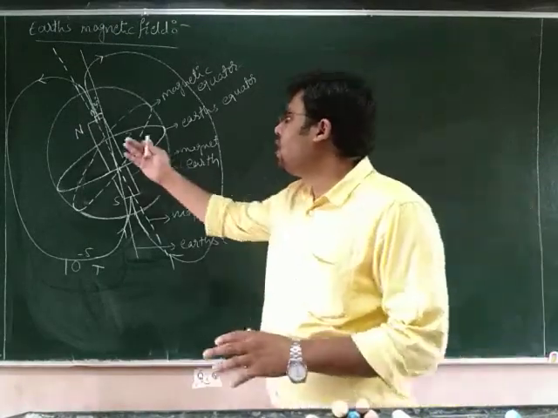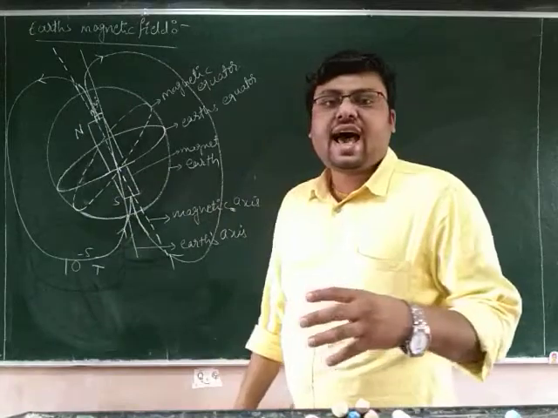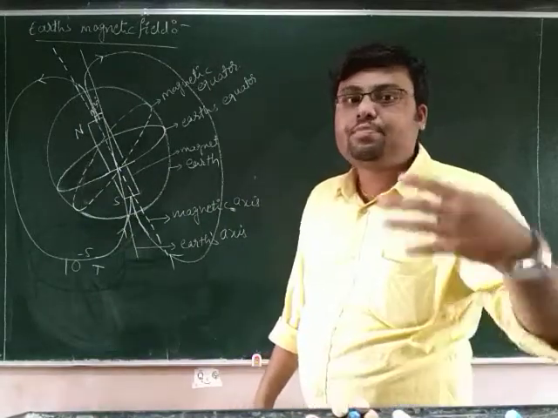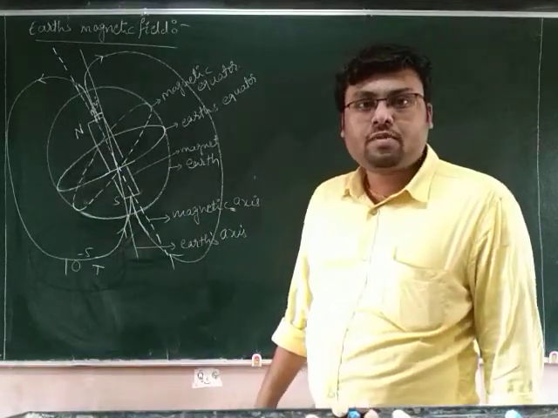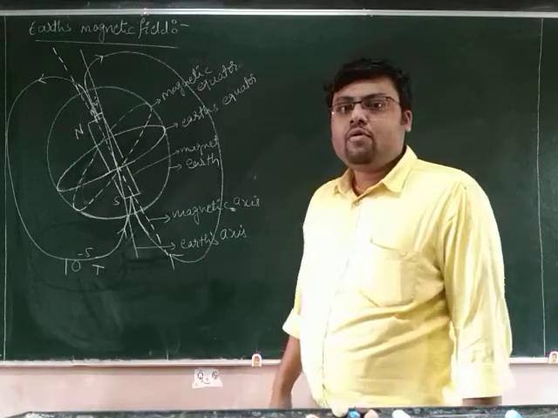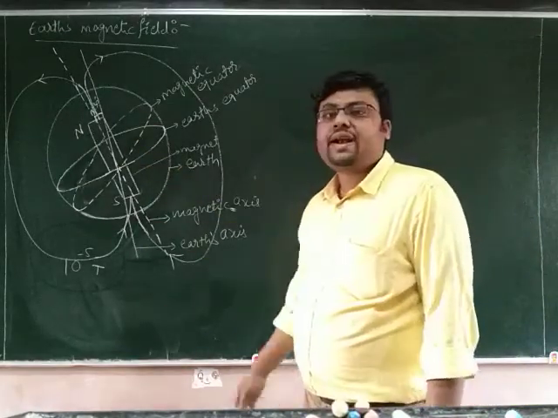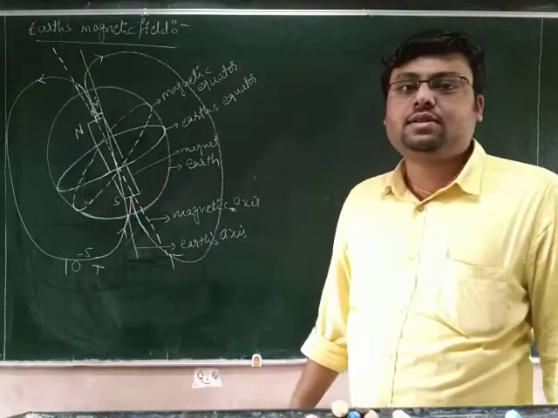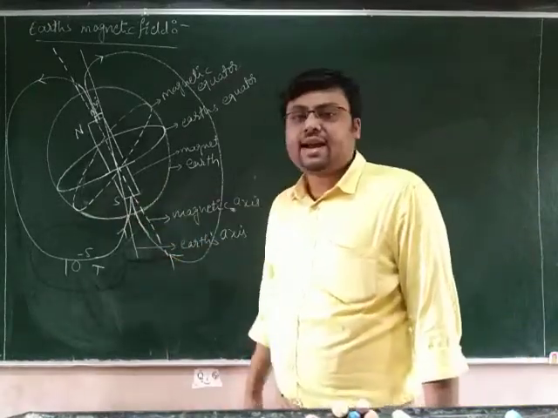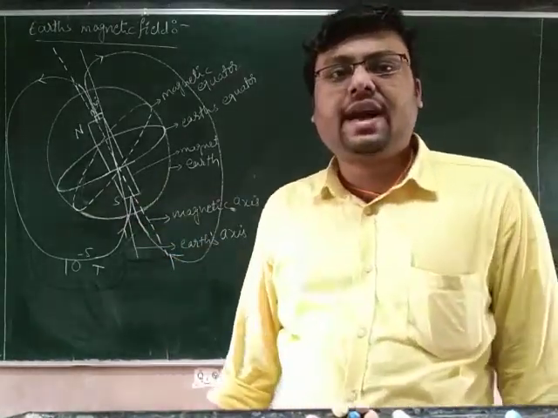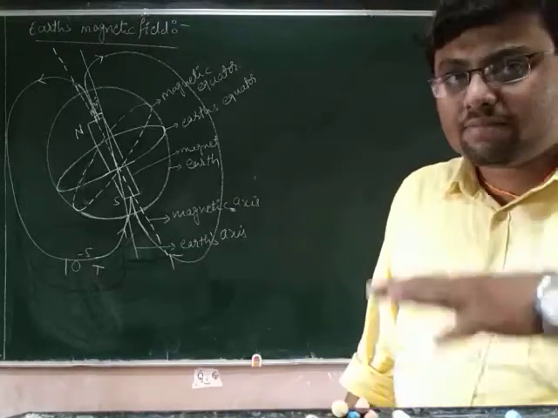So here the north magnetic pole will lie somewhere in the northern part of Canada. The northern part of Canada will have the north pole of the bar magnet which is buried deeply inside the earth, and the south pole of the bar magnet will be found somewhere in Antarctica.